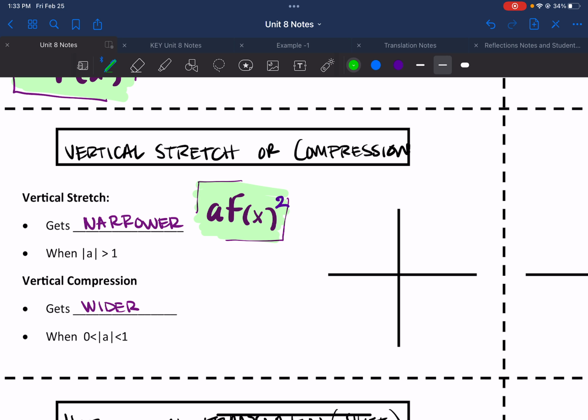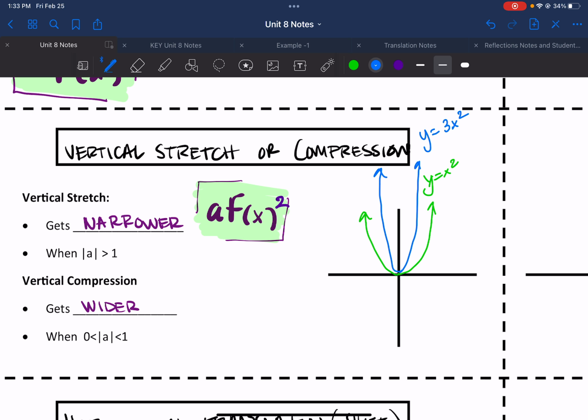So I'm just going to draw you a rough picture just so you guys can see. Let's just say this is my parent function, y equals x squared. So a more narrow graph would look like this. Now, if it's a more narrow graph, your a value in front has to be greater than 1. So I'm just going to make something up and say 3x squared.